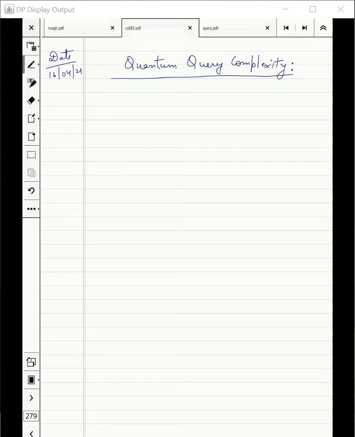Let me just summarize, probably in a slightly different way, what we have seen last week. Last 2 weeks, let's say, we were mostly focused on Grover search and its optimality. What was the issue? What was the main problem in Grover search?